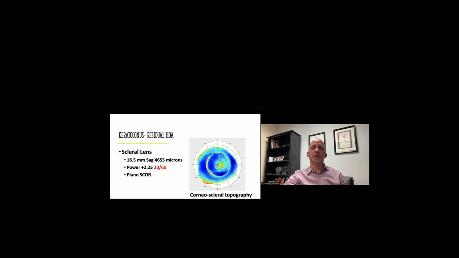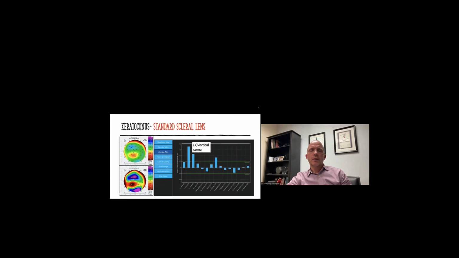This is her best fit scleral contact lens, a 16.5 millimeter lens, normal sag, power +2.25, which gives her a best corrected visual acuity of 20/60 with a plano sphere over-refraction. This can be very frustrating, both for the patient and the doctor. How do we make this patient better? When she came to me, one of the first things I did was measure her aberrations using our aberrometer over top of her standard scleral contact lens. And this is the result.